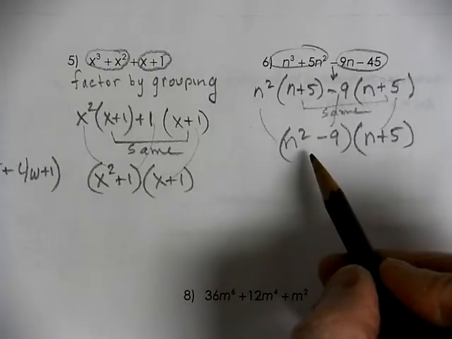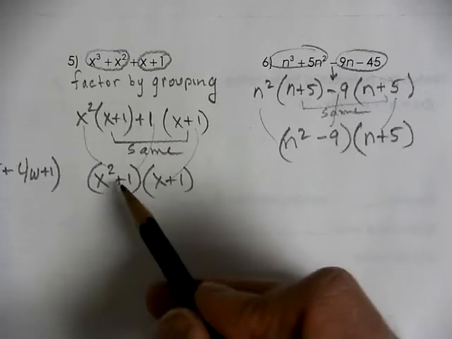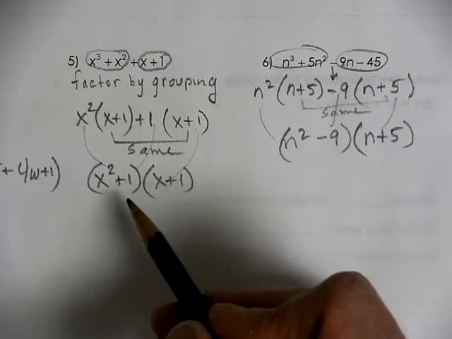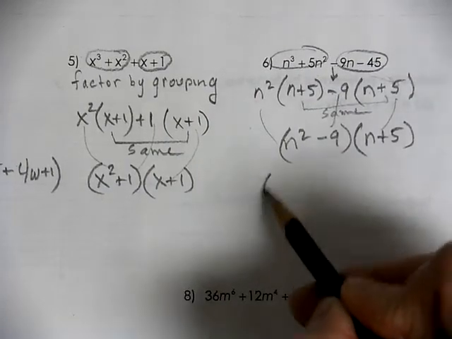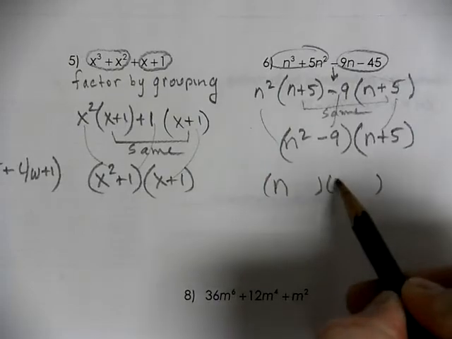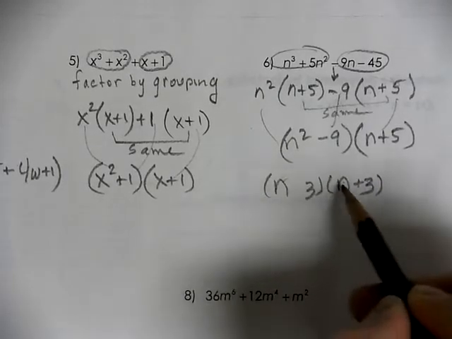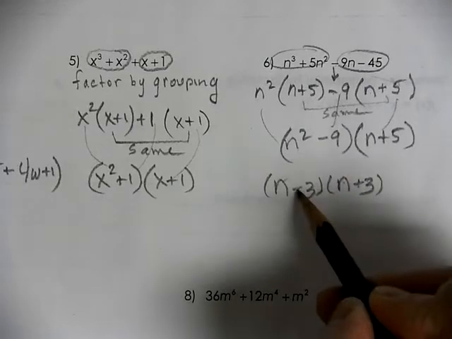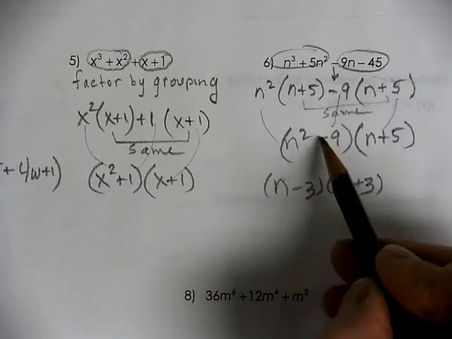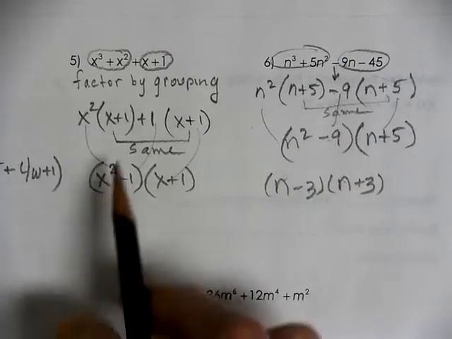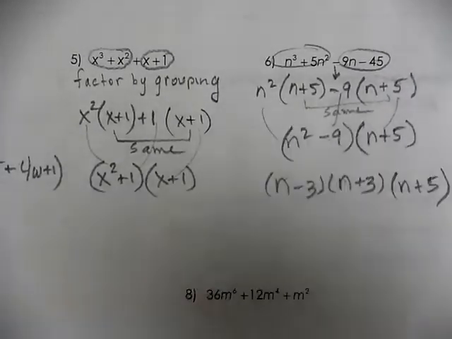So notice this one is n squared minus 9. This one over here was x squared plus 1. X squared plus 1 cannot be factored. There's nothing that multiplies together to make that. But in this case, this can be broken apart into 2 more binomials. N times n, a positive and a negative would give you 0 in the middle, and a negative 3 and a positive 3 would make negative 9. So since this is the difference of 2 squares, we can factor that, but you cannot factor the sum of 2 squares. And don't forget your third term.